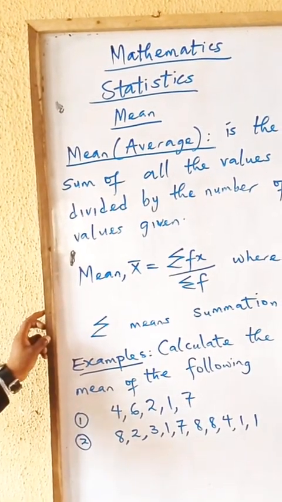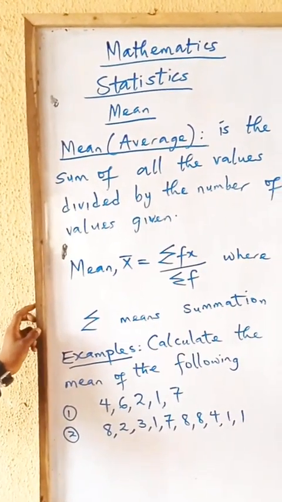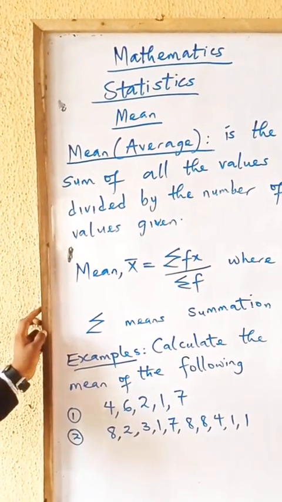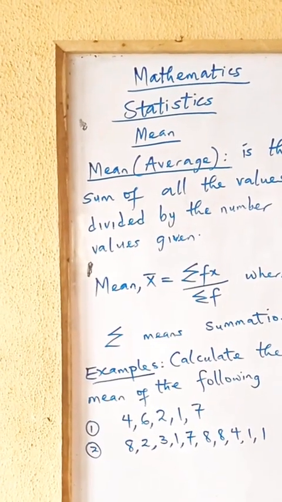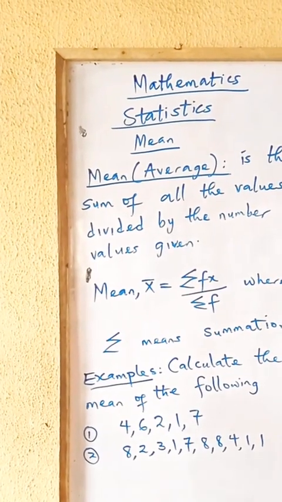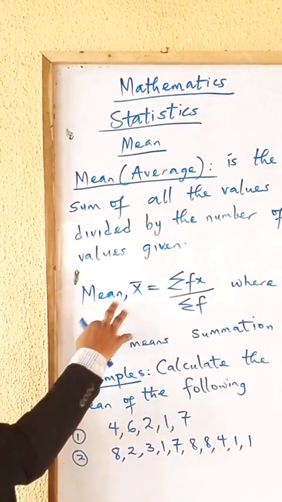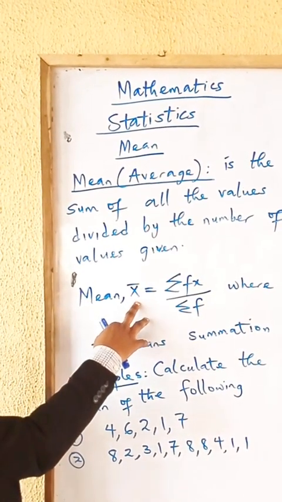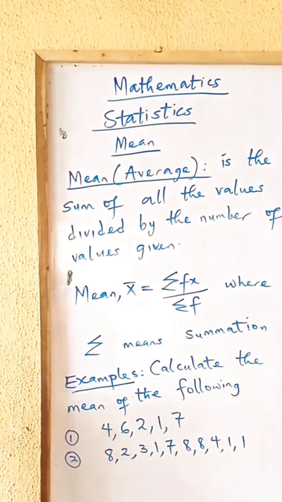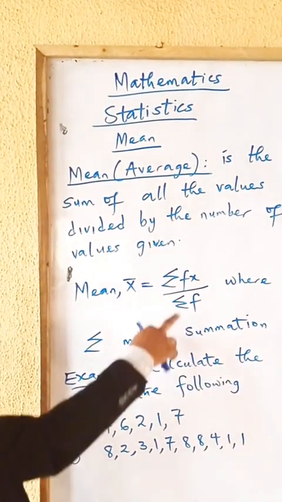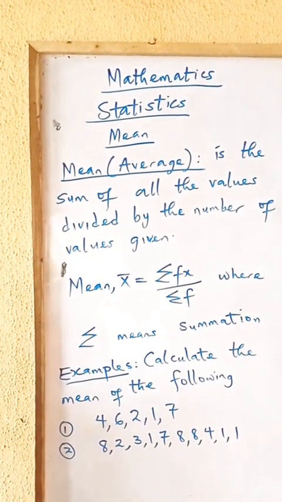Today, the topic that I want to consider is statistics. And under statistics, we want to calculate the mean, which is also known as average. Mean is the sum of all the values divided by the number of the values given. And mean, which is denoted as s bar, is equal to summation fs over summation f. That means the product of f and s, where this symbol simply means summation.